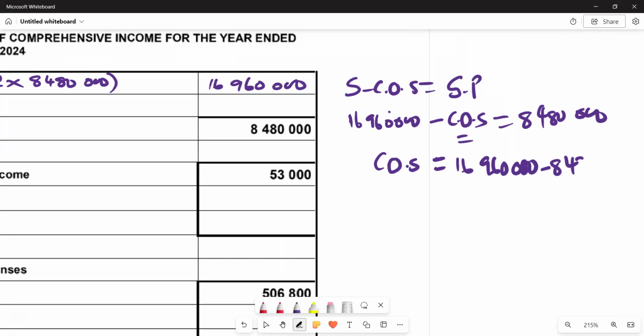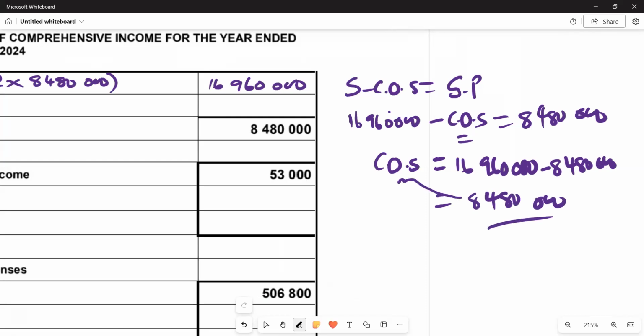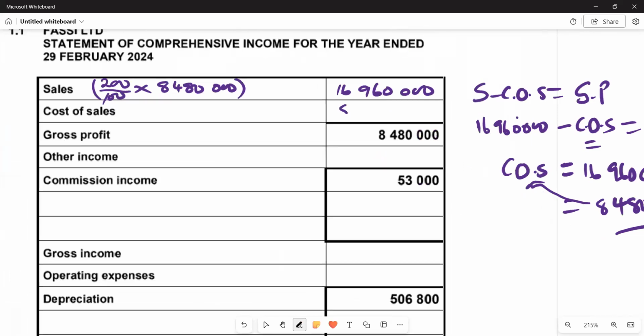Subtract our 8,480,000, and we are going to find the same figure for gross profit, which is also 8,480,000. So this becomes your cost of sales. We go there and put our cost of sales, which is 8,480,000. We can now put the working in brackets: 16,960,000 minus 8,480,000. So this is what we have in terms of sales, cost of sales, and gross profit.